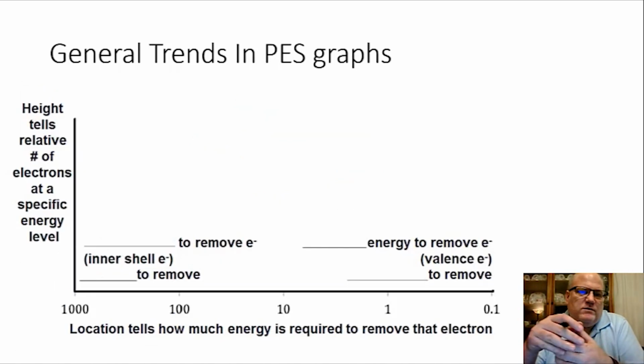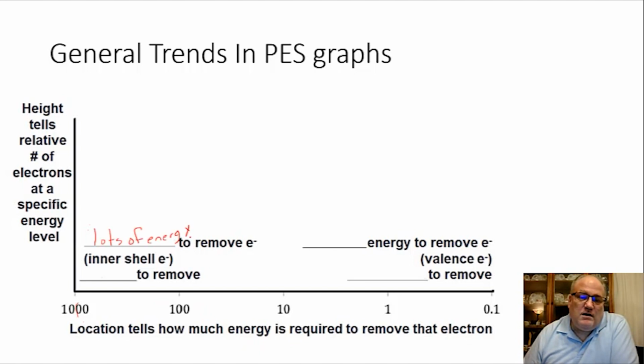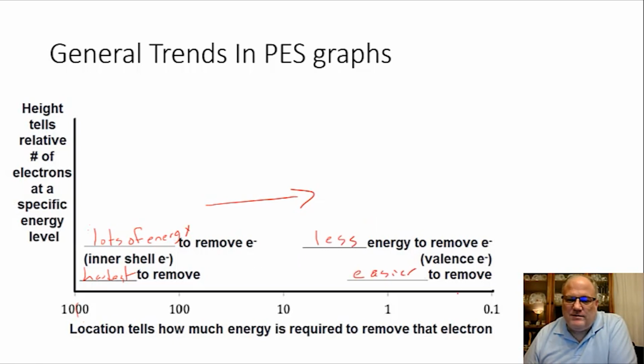So it's important when you take a look at a graph to determine what's on the y-axis and what's on the x-axis. As you go up the y-axis, the height of the things on the graph determines how many electrons are at a particular energy level, relatively. And as you go across the bottom of the x-axis, it tells you how much energy was required to remove that particular electron. If you're closest to the y-axis, it requires lots of energy to remove the electron. They're the hardest to remove. If you move farther this direction, it takes less energy to remove electrons, and they're easier to remove.